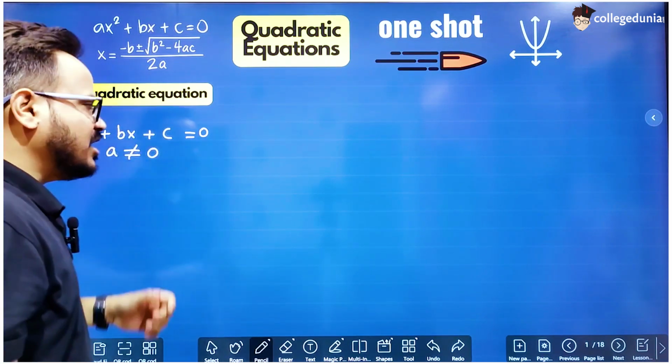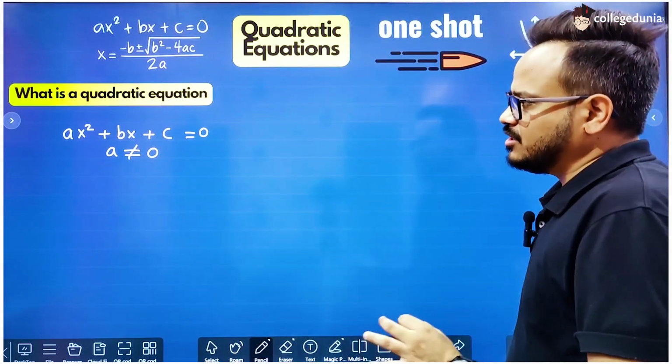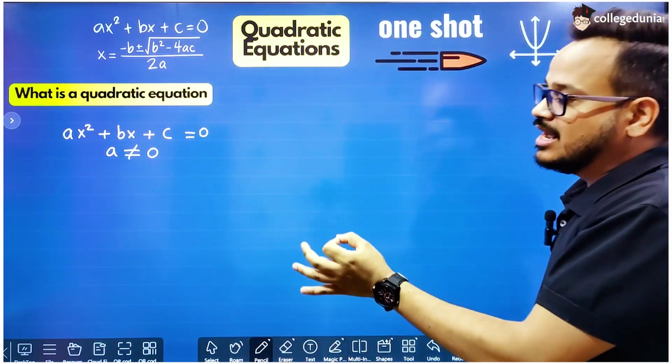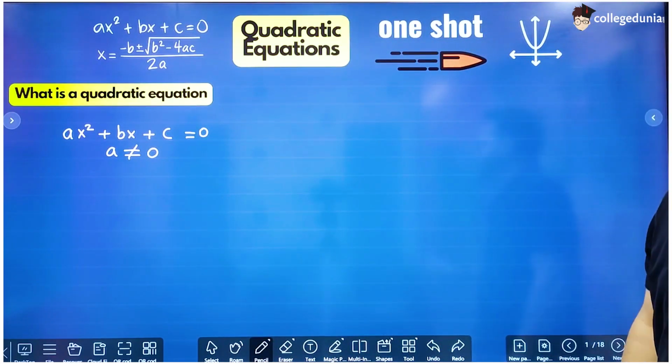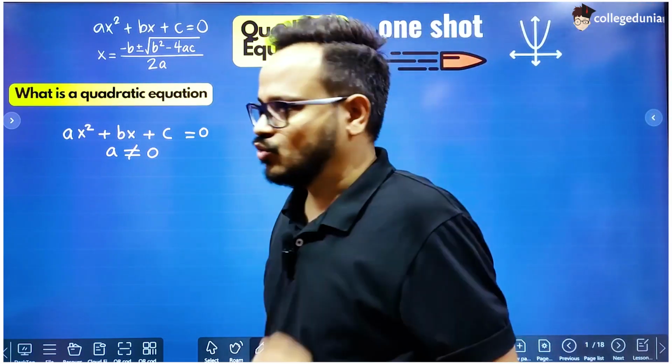We are not imposing any condition on b and c. b can be 0, c can be 0. So it is not necessary that the x term should be there or the constant term should be there. But the x square term should always be there, and there should not be any term in which the power of the variable is more than 2, right?